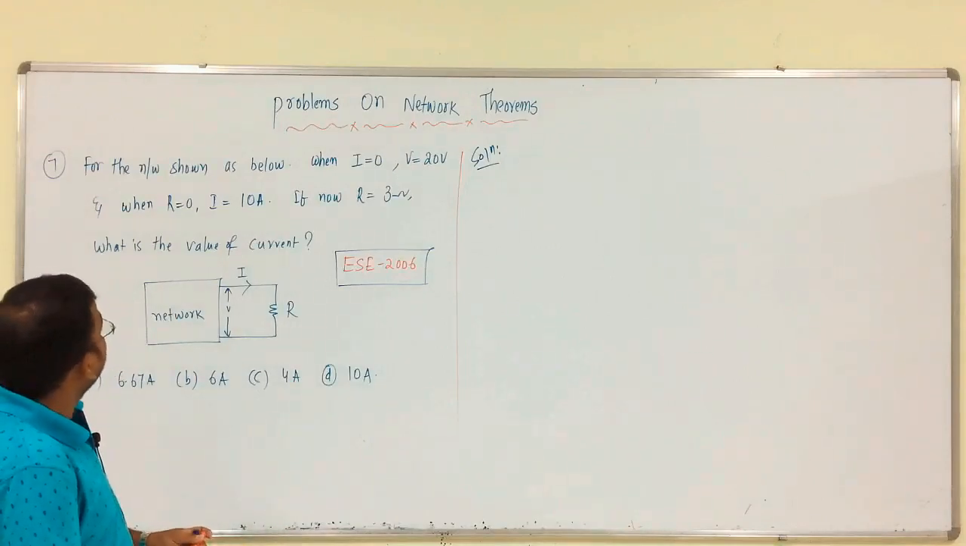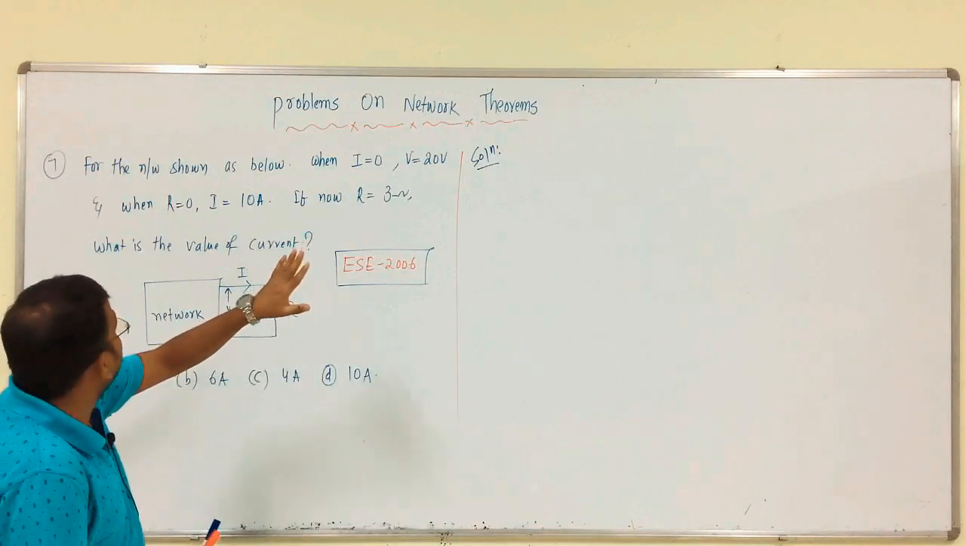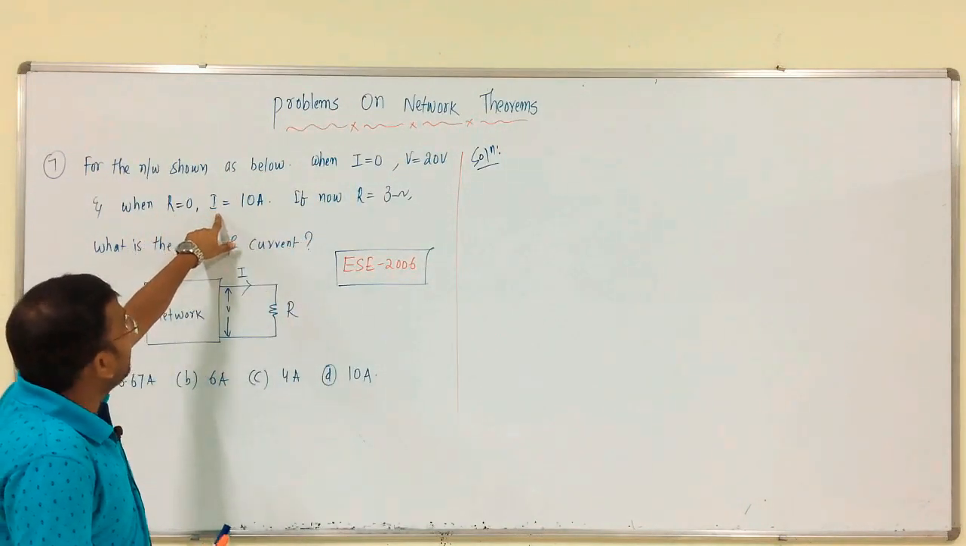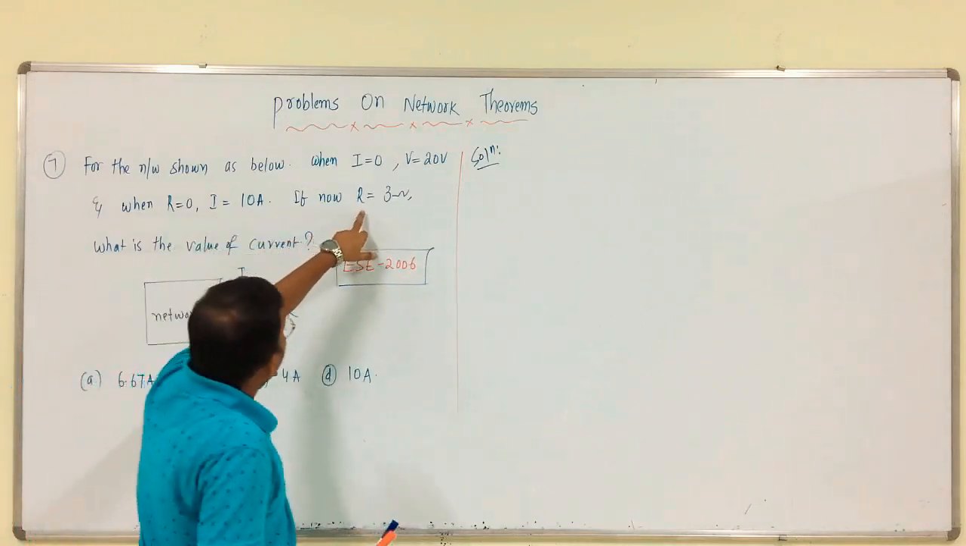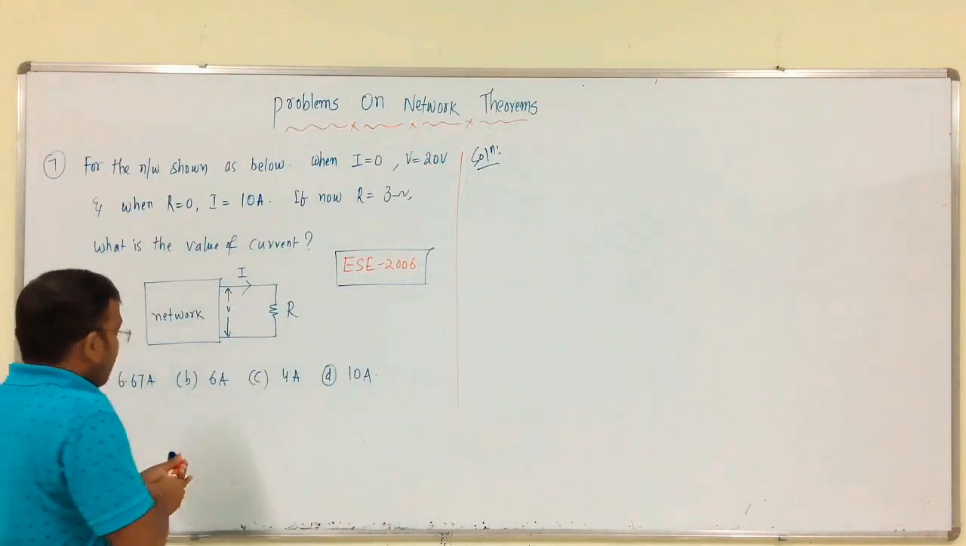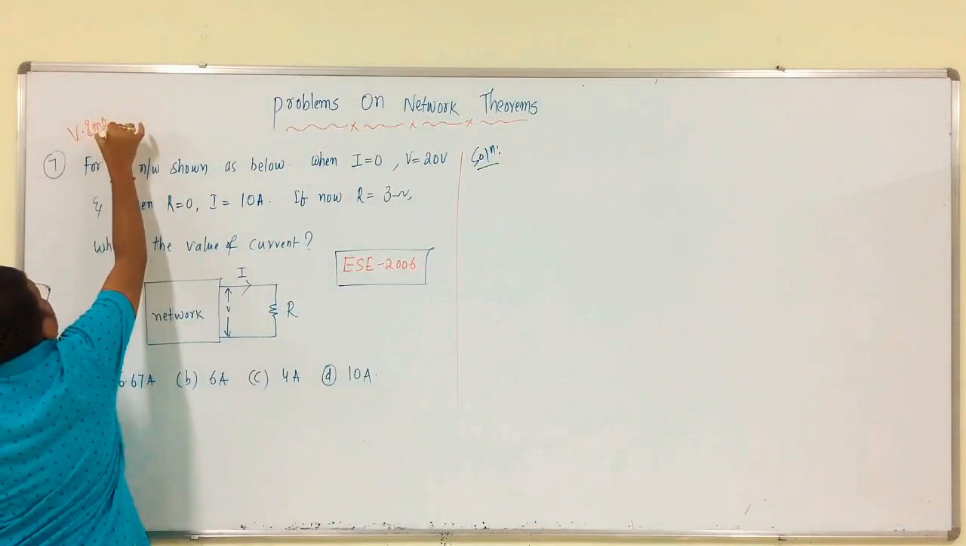For the network shown below, when current is 0, voltage is 20 volts, and when resistance is 0, current is 10 amps. If the value of R is 3 ohms, then what is the value of current? We have to calculate. This model is very important.